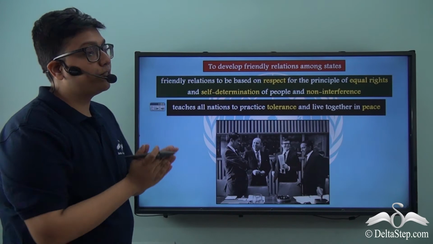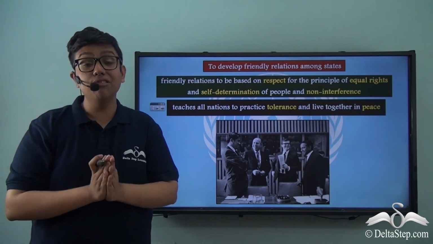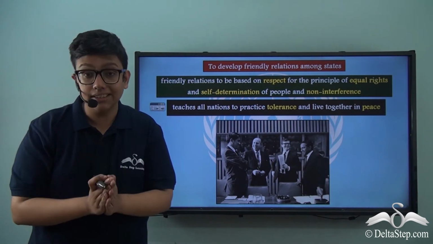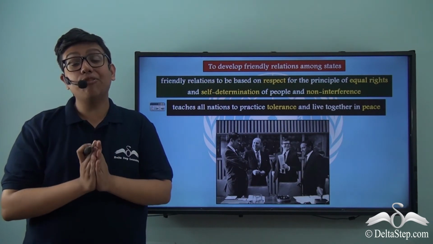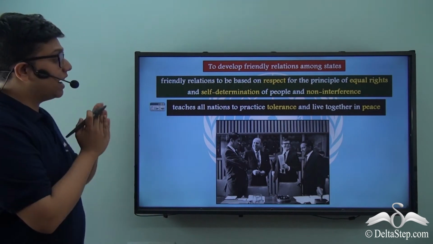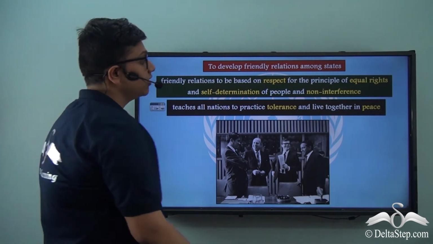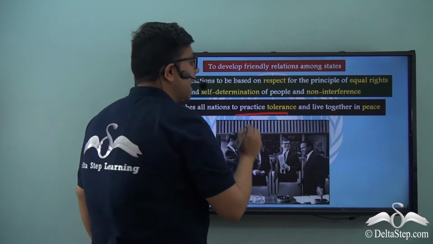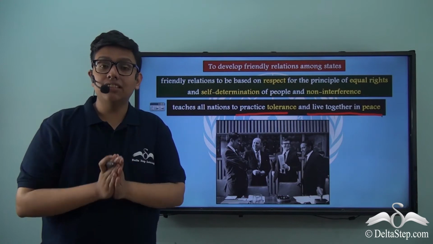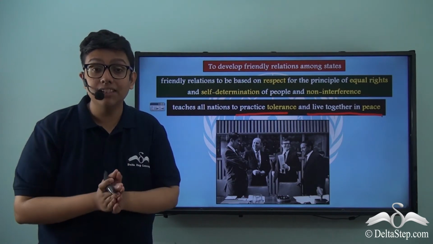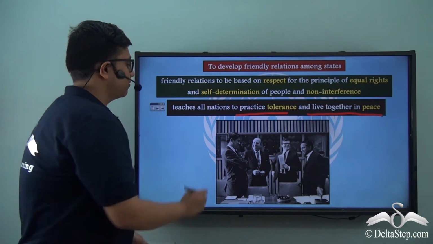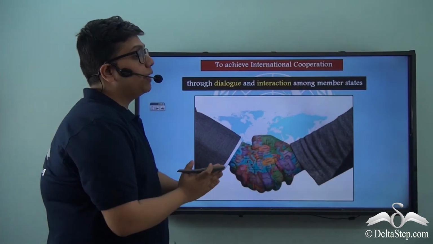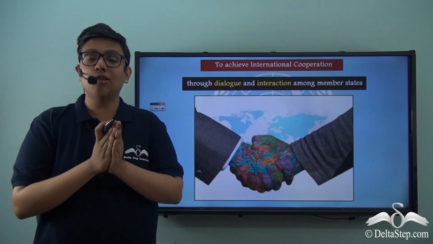The UN also wishes to teach all nations a crucial lesson, that of tolerance, so that the nations do not take up arms and declare war at the first chance they get. So the United Nations teaches all nations to practice tolerance and to live together in peace. Thus, in simple words, the United Nations aims to establish an environment of peaceful coexistence of all nations of this world. But simply developing friendly relations among nations is not enough.